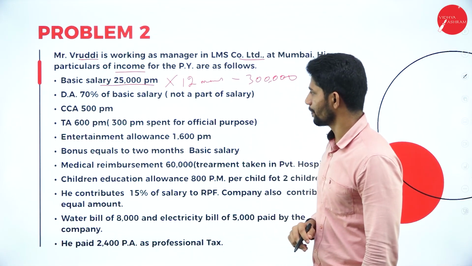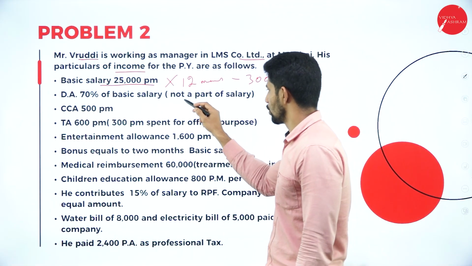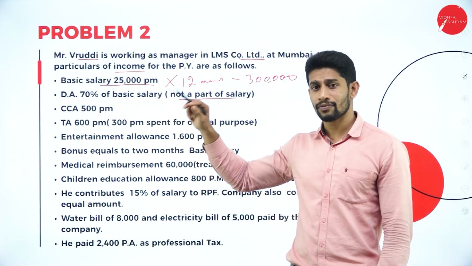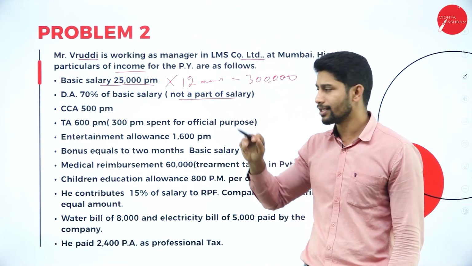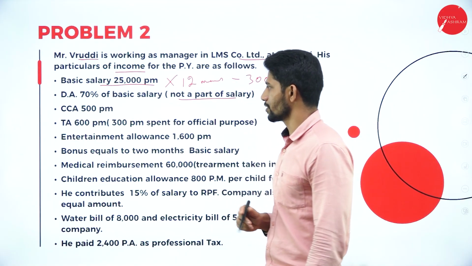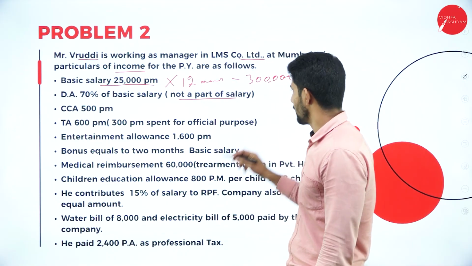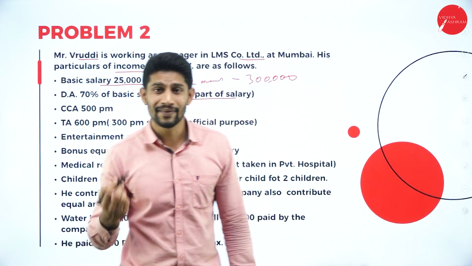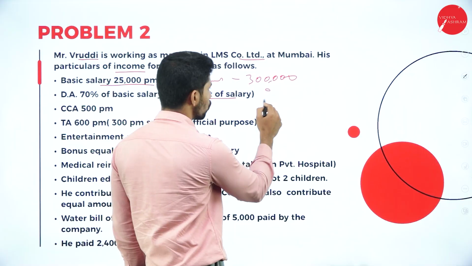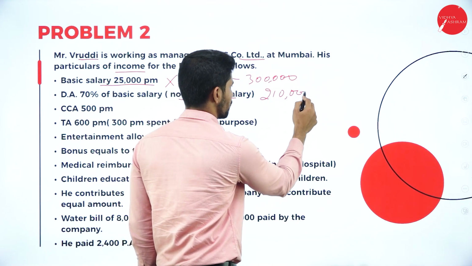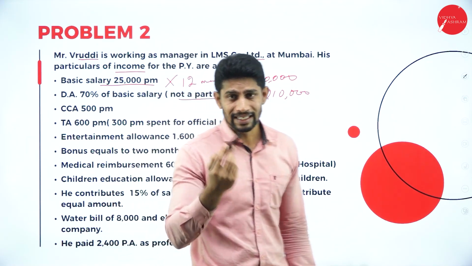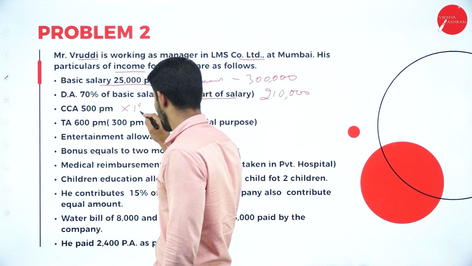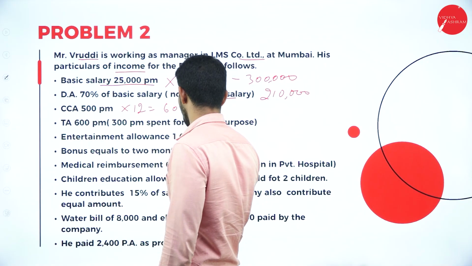Next, DA 70% of basic salary, but it is not a part of salary. We will take the amount as DA, but while you are computing HRA, you will not be considering it. So what is the basic salary? 3 lakh. On that, if you do 70%, 7 3s are 21. You will get 2,10,000. So 2,10,000 will be the DA. Next, CCA is given 500 per month into 12 months. You will get 6,000. Correct?